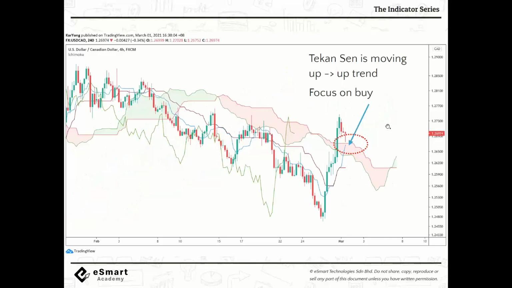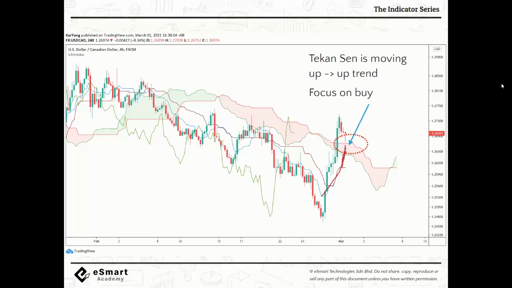So another example over here. This is an example on the dollar CAD. So you can see over here the blue line, the Tenkan Sen is going up, right? In other words, we are in a trend environment. And of course, you can see right now this is going up. It's very clear it's an uptrend.